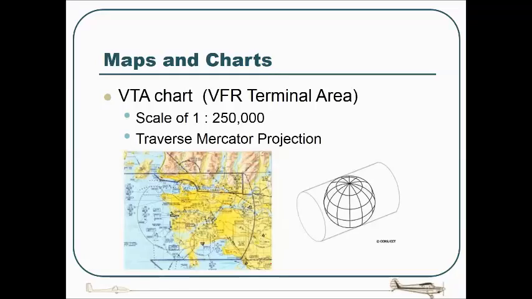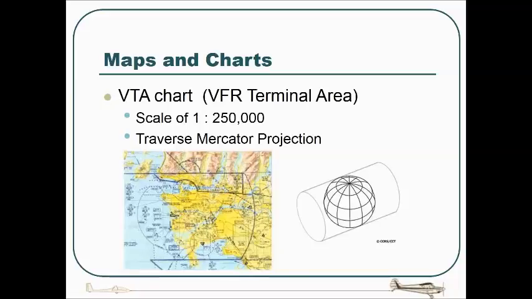Okay. So with that in mind, we're going to use maps and charts, and we're going to take a look at this whole concept of, where am I on the surface of the Earth, and let's figure out how we can navigate. And there's a couple of different types of charts. So the first one we're going to talk about briefly is a VTA or VFR terminal area chart, and it's on a scale of 250,000 to 1. And it uses a transverse Mercator projection.